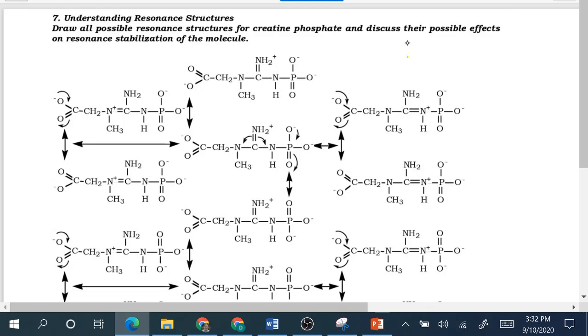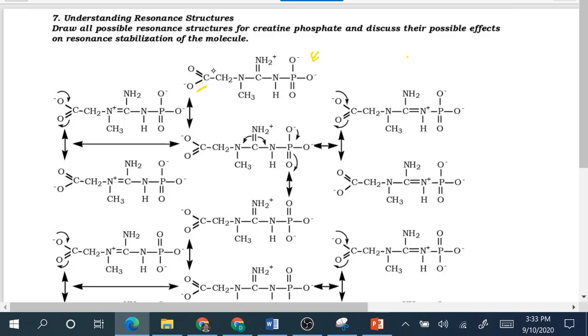And you know that the more resonance structures a molecule has, the more stable it is in general, because having resonance means that those electrons are more spread out, and so it lowers the overall energy of the molecule. So let's look at these resonance structures. Let's start with this top one.